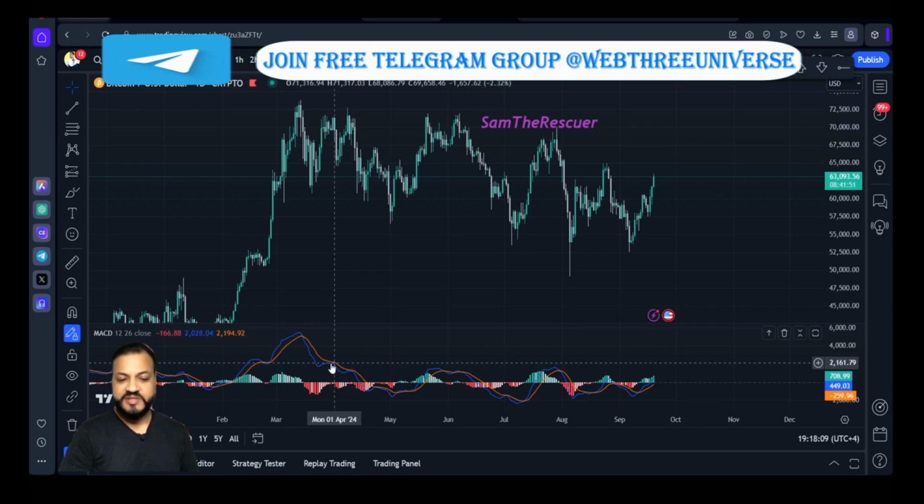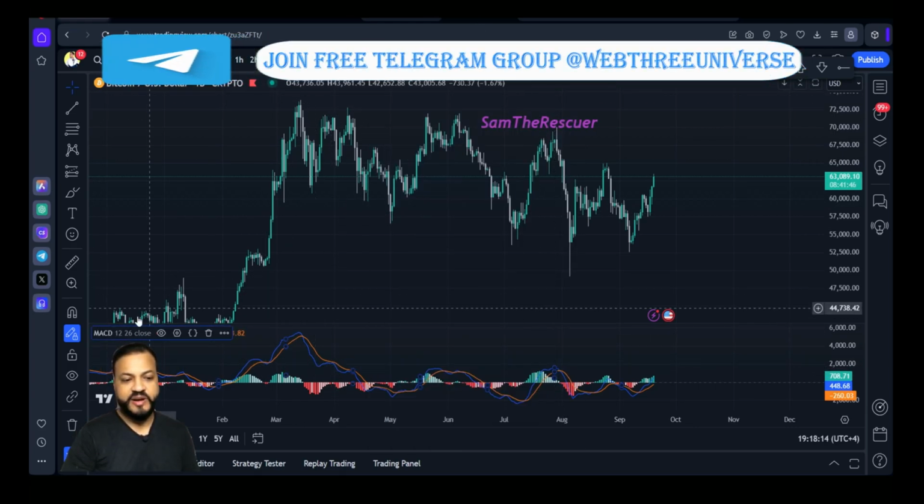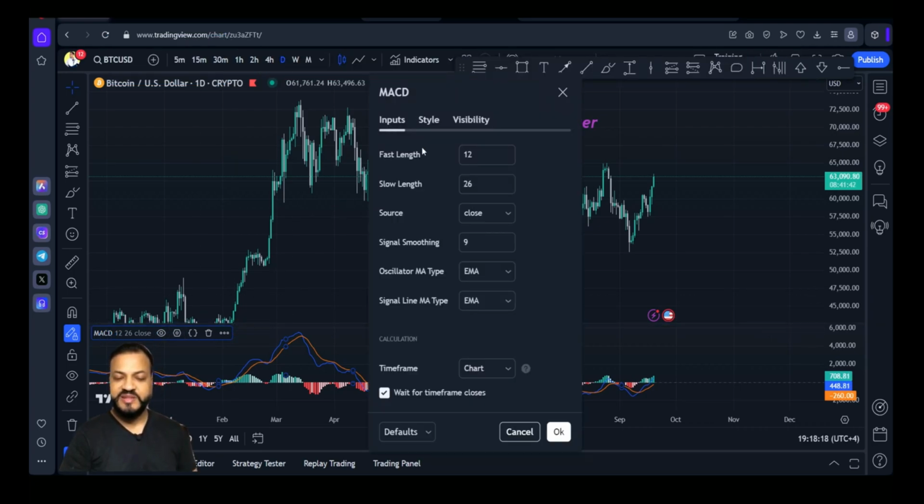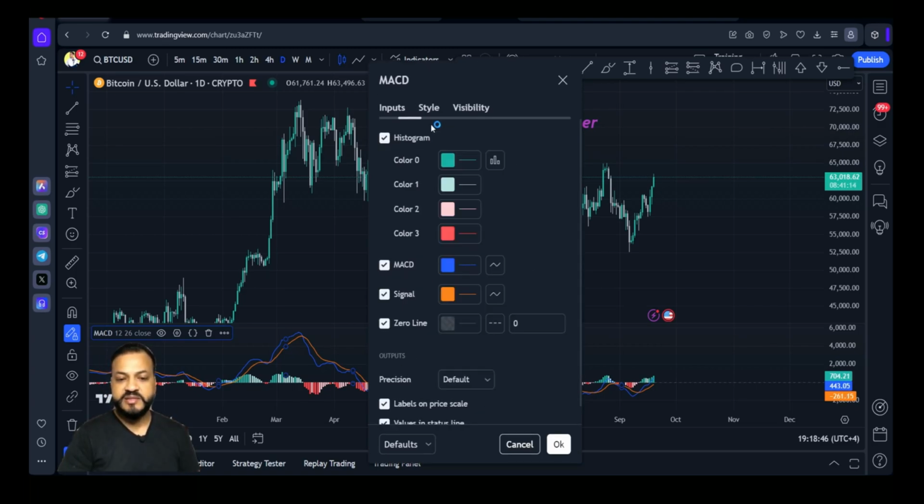To open the settings, you can either double click on this, it's simple, or you can go to MACD and click on this settings. Once you open the settings, this is fast line, this is slow line. So this is the moving average number, 12 moving average and the 26 moving average. The source is close. So when the candle is closed, they calculate after the candle is closed. Signal smoothing is 9 and it's an EMA, not the SMA. You can select the SMA, but let's keep it simple, keep it EMA. And style, it's all right.